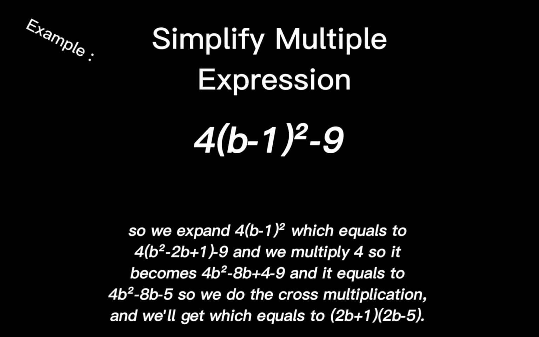Simplifying algebraic expressions, multiplication and fractions, so let's do (4b plus 1) squared minus 9 for multiplication. So we expand (2b plus 1) squared, which equals 4b squared plus 2b plus 1 minus 9, and we multiply 4, so it becomes 4b squared plus 8b plus 4 minus 9, and it equals 4b squared plus 8b minus 5, so we do the cross multiplication, and we get (2b plus 1)(2b minus 5).